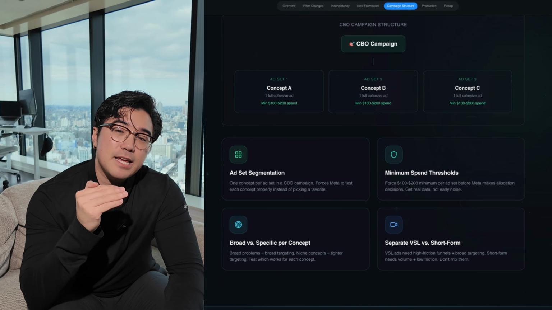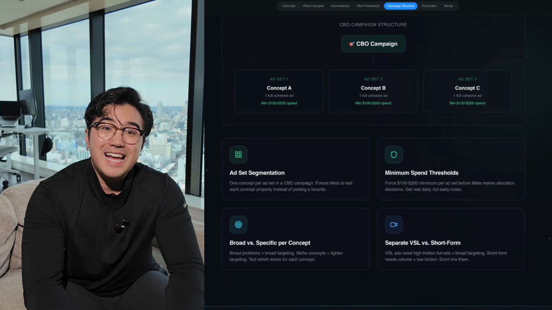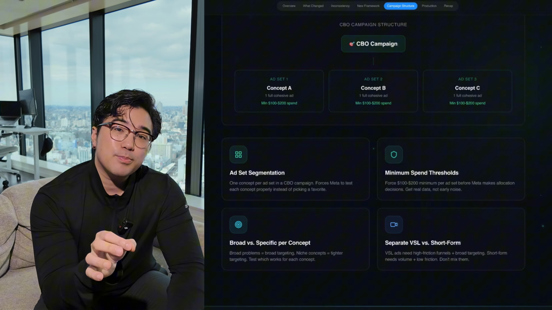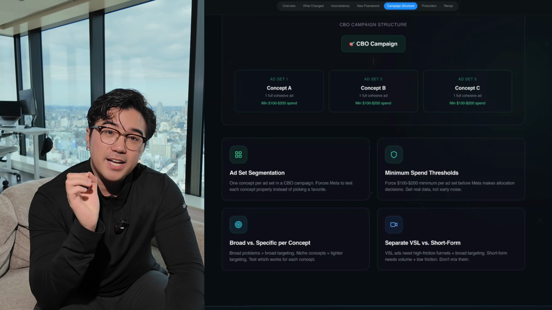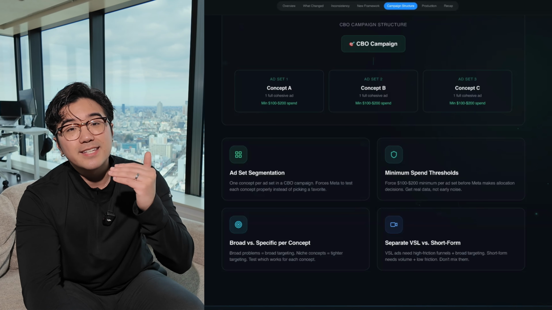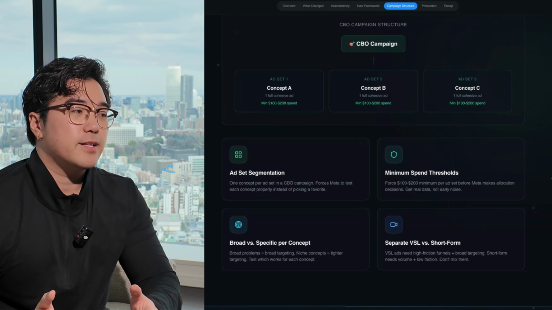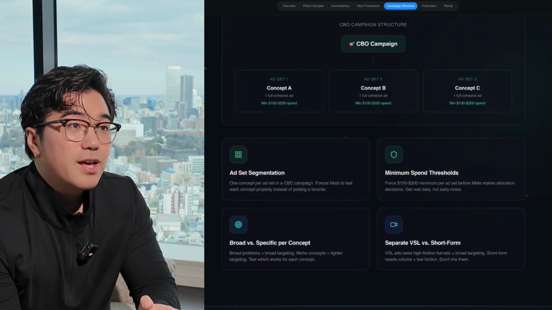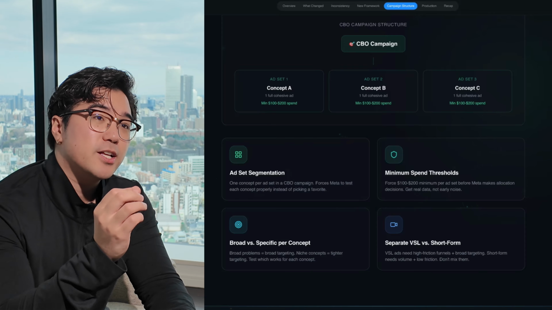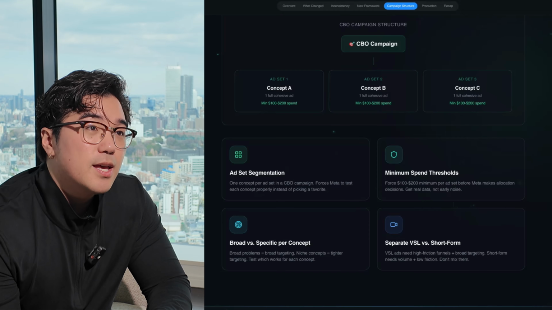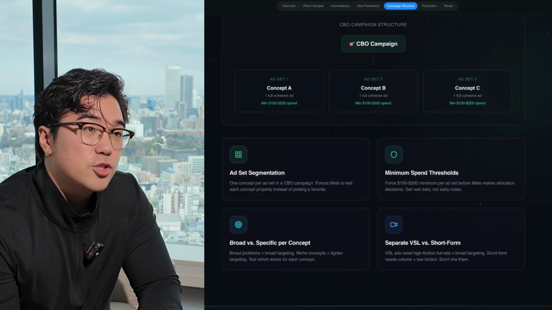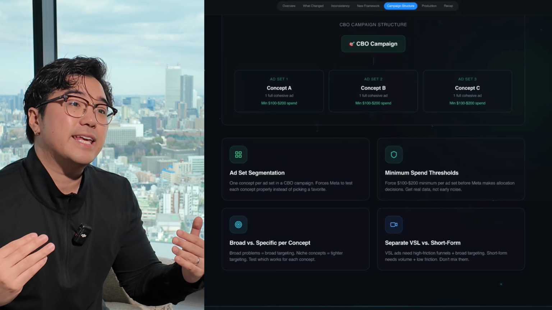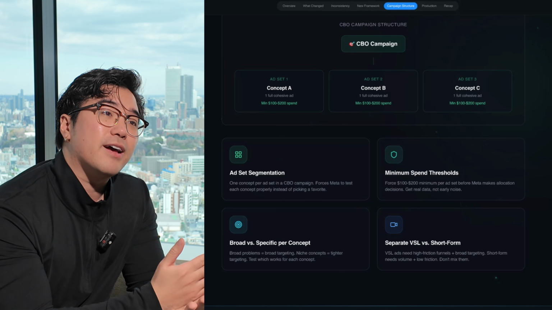Second thing, set minimum spend thresholds for each ad set so Meta doesn't starve the losers way too early. Most platforms let you set a minimum or maximum spend per ad set within a CBO campaign. Use that to force Meta to spend at least $100 to $200 per ad set before it makes an allocation decision. That way you can get real data on each concept instead of just early noise. Because sometimes an ad that looks weak in the first 24 hours actually performs better once it finds the right audience. But if Meta kills it after $20 in ad spend, you will never know.